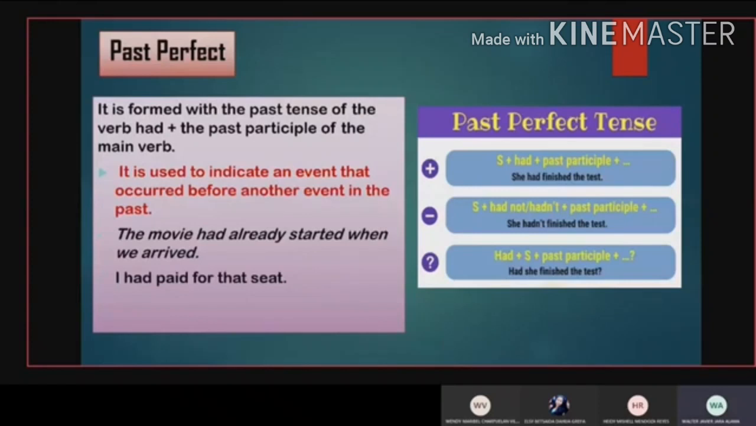in affirmative, subject plus had plus past participle plus complement. In negative, subject plus had plus not plus past participle plus complement. Interrogative, had plus subject plus past participle plus complement plus question mark.